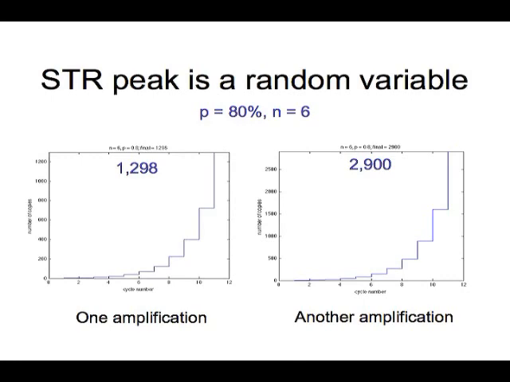Let's see how this plays out with an STR peak. An STR peak is actually a random variable. If we do a computer simulation with a probability of success in that coin flip experiment at 80% and run it a few times for a number of copies, what we'll see is that in one amplification, we may achieve some copying rate that's less than doubling each time and get 1,300 copies. And yet, starting from exactly the same materials on another amplification, we again keep increasing by under a factor of 2 randomly each cycle. We end up with 2,900 copies. So that's over a factor of 2.